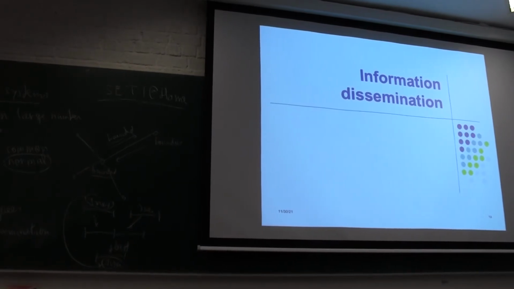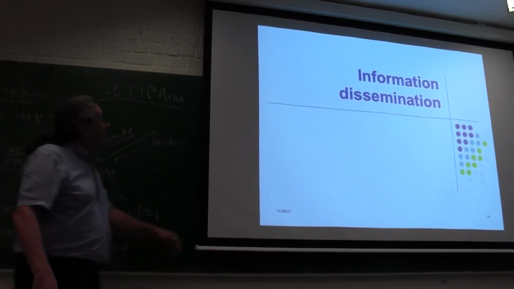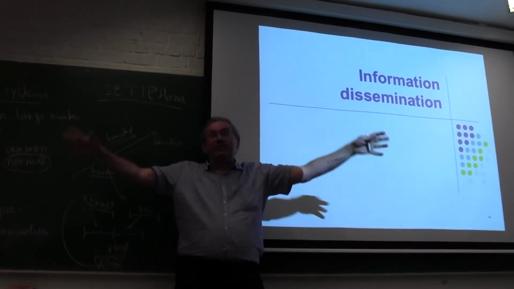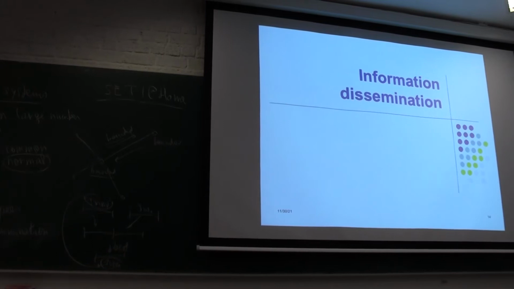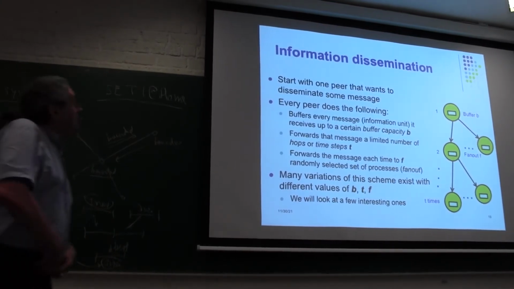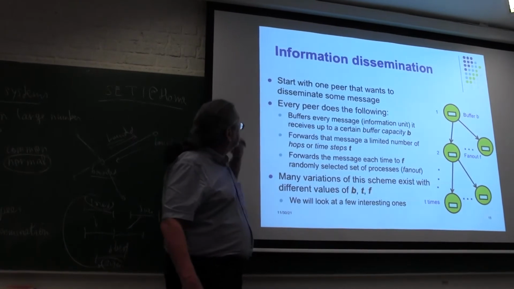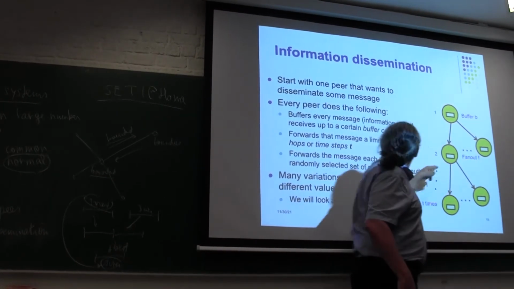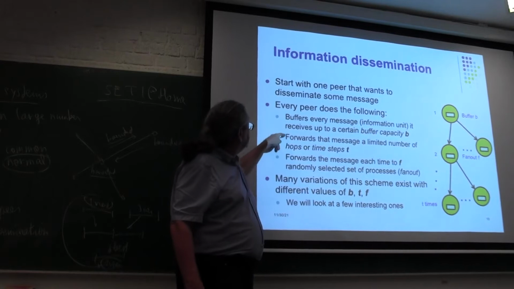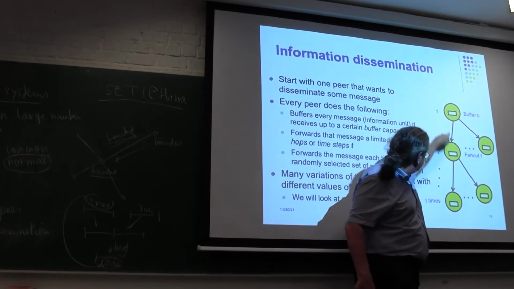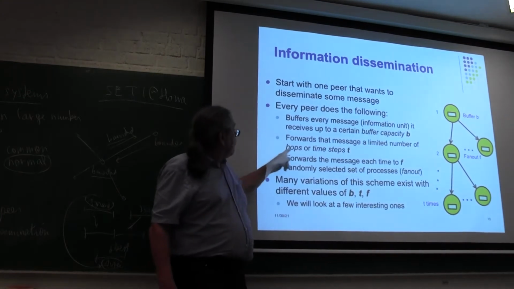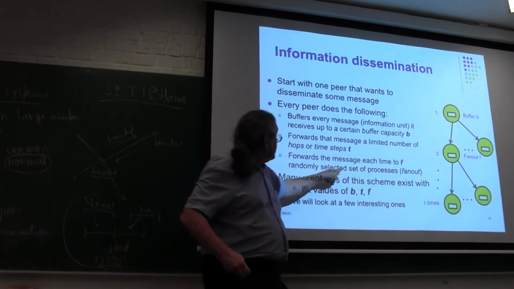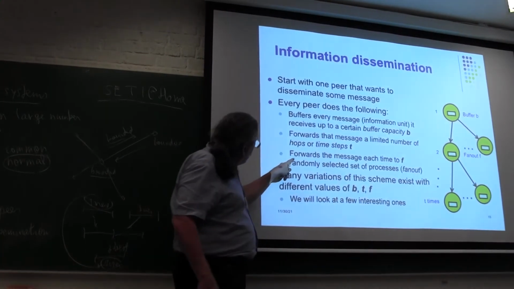Okay, now I want to talk about dissemination. So now I'm going to talk about diseases and epidemics. Okay, how information propagates in gossip. And the way it works, I have a node, a peer, that wants to disseminate. It has a buffer here. It sends to a certain number of other neighbors. Okay, and it forwards a certain number of hops. So there's a number of hops, t, time steps, and each step it forwards to f randomly selected processes. So they are randomly selected.